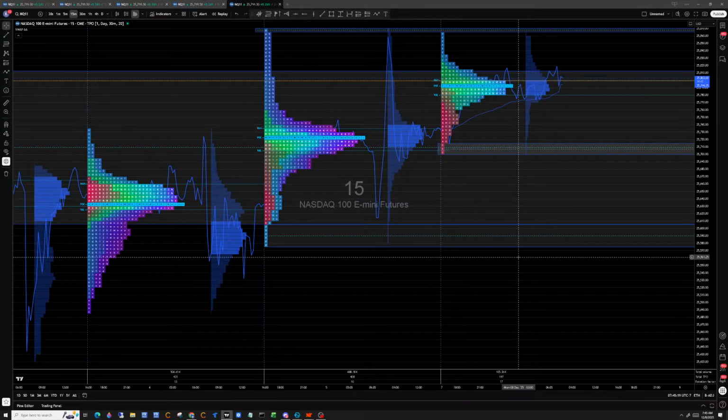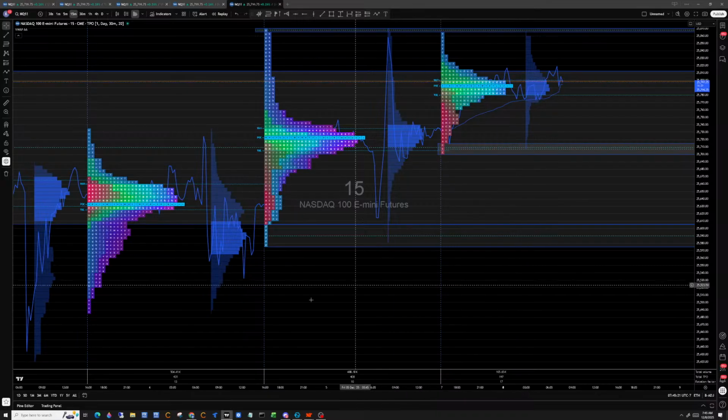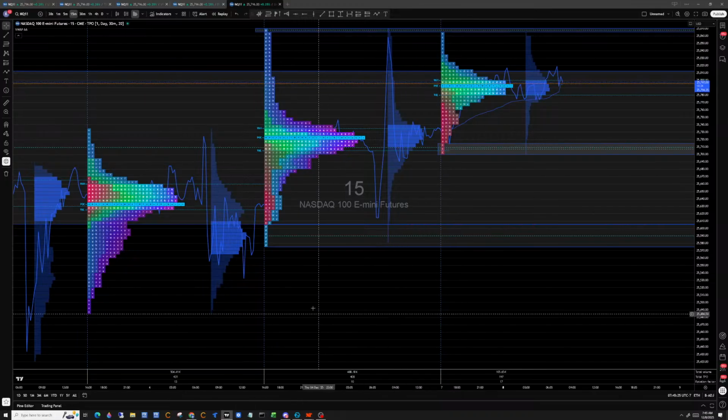Yeah. Now that is a cool looking chart. This is just a standard TPO chart with a volume profile.